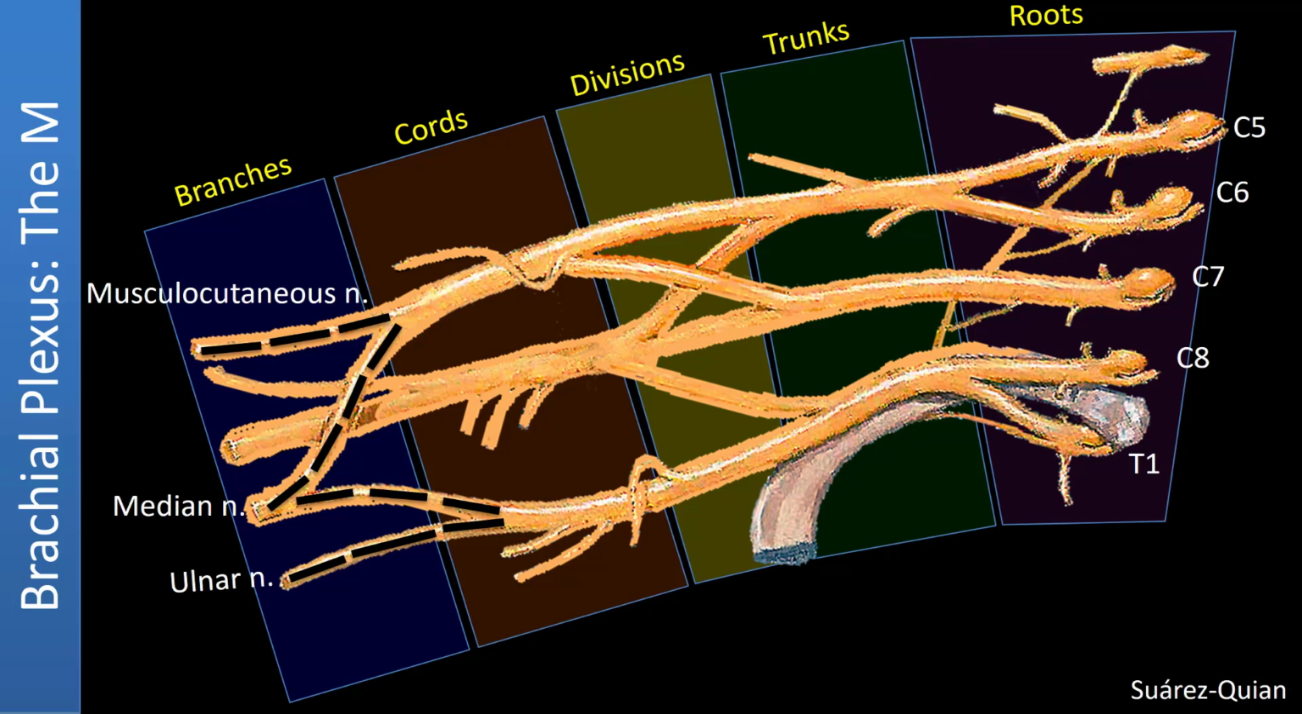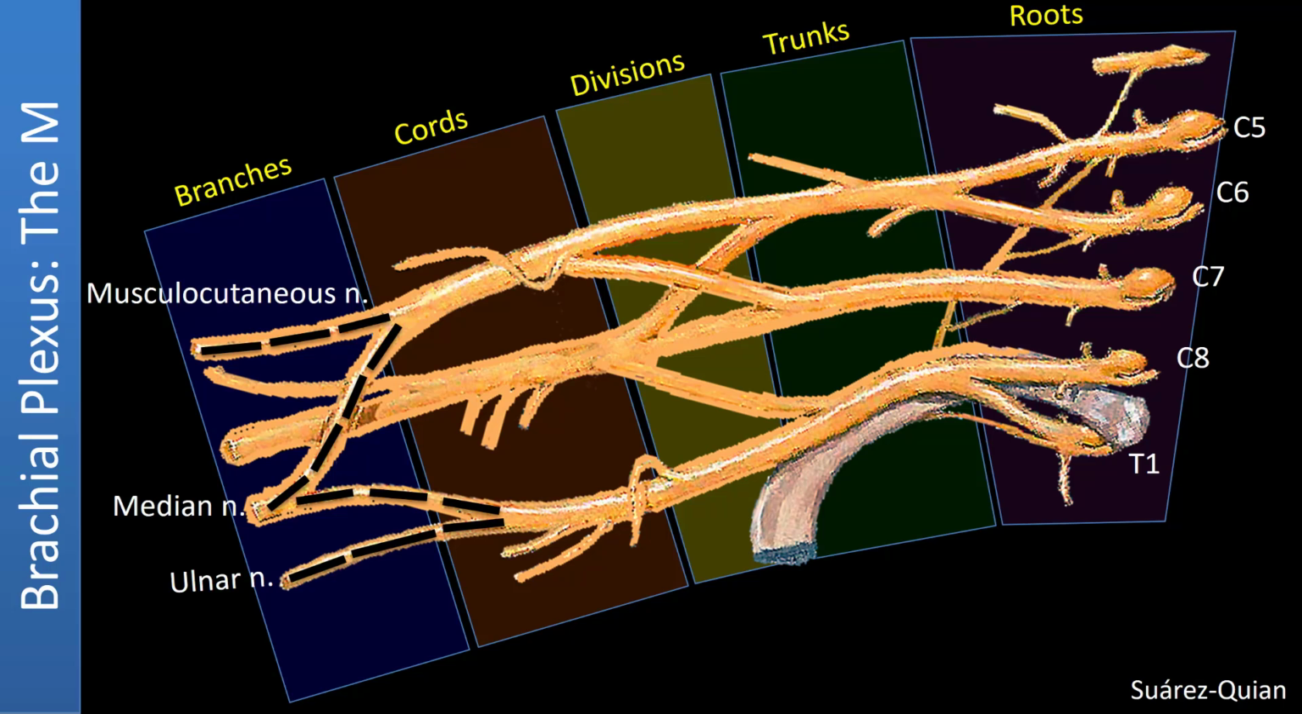And now, I think it is clear that the terminal branches of the lateral and medial cords, the musculocutaneous, the median, and ulnar nerves, form an M in the axilla. Indeed, it is common to tell beginning students to first look for this M when performing a dissection of the brachial plexus in the axilla.